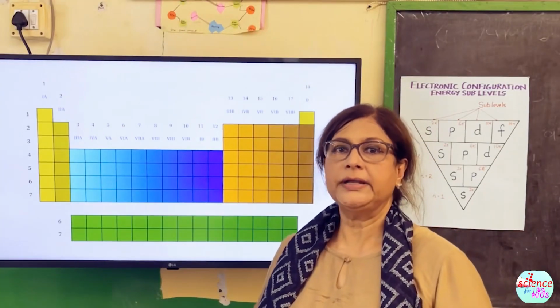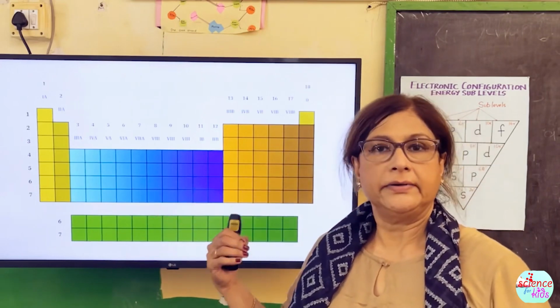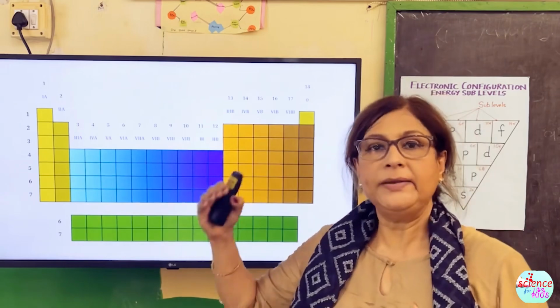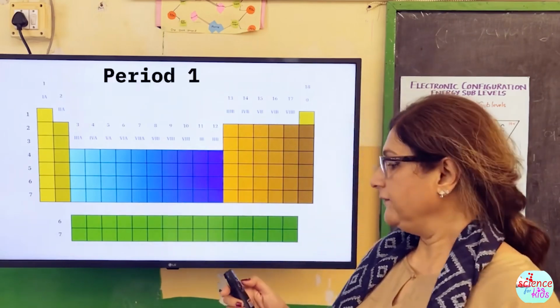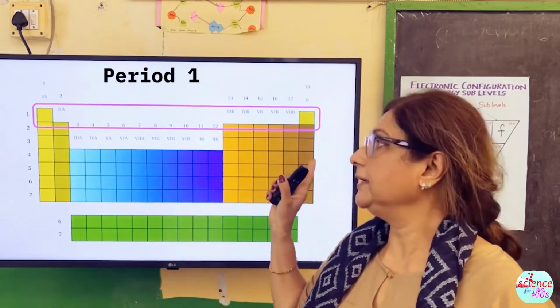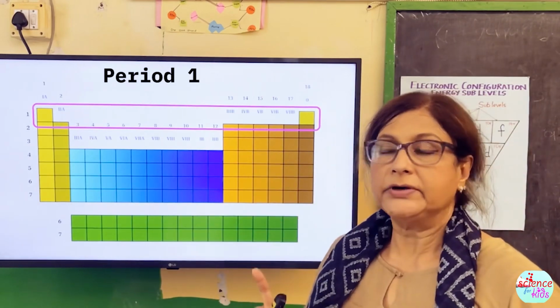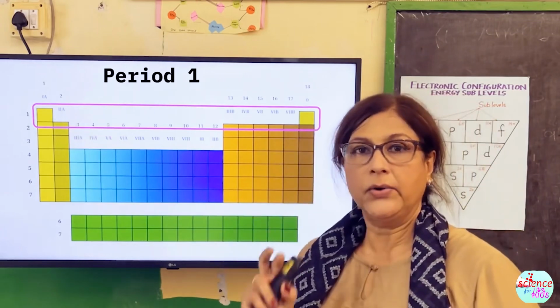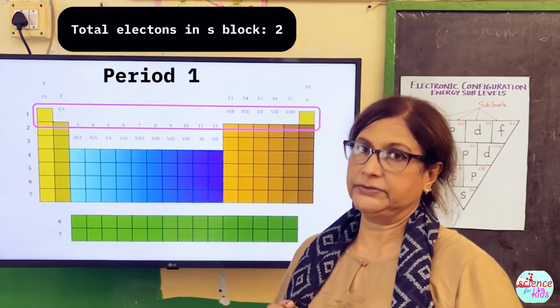Okay, now let's look into the relation between electron configuration and the periodic table. And we will go one period at a time. So if we look at period 1, it has only S block. And how many electrons can it hold? 1 and 2. So S block can hold a maximum of 2 electrons.